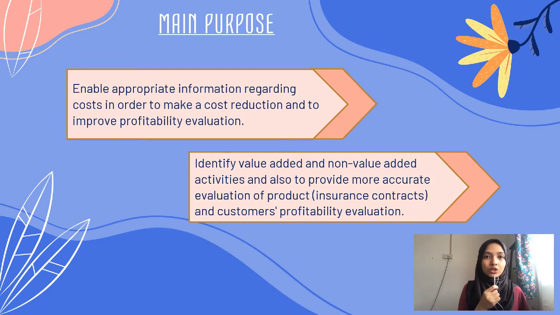I am going to explain about the implementation of activity-based costing in insurance companies. Activity-based costing is also applied in the financial service sector, especially in insurance companies. The main purpose of activity-based costing application in insurance companies is to enable appropriate information regarding costs in order to make cost reductions and to improve profitability evaluation. In insurance companies, activity-based costing is used to identify value-added and non-value-added activities and also to provide more accurate evaluation of products, for instance insurance contracts, and customers' profitability evaluation.